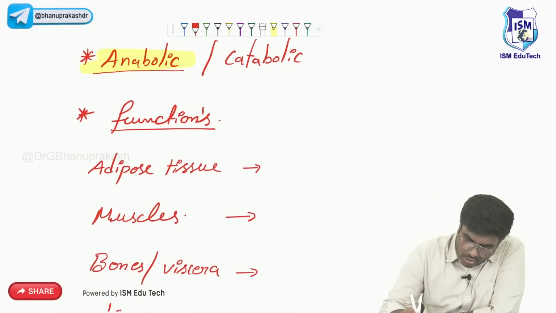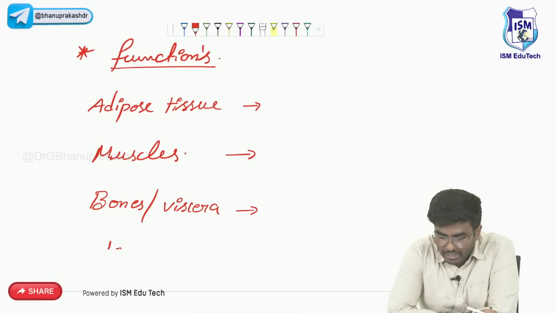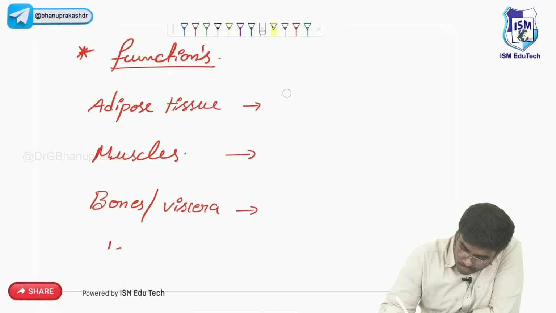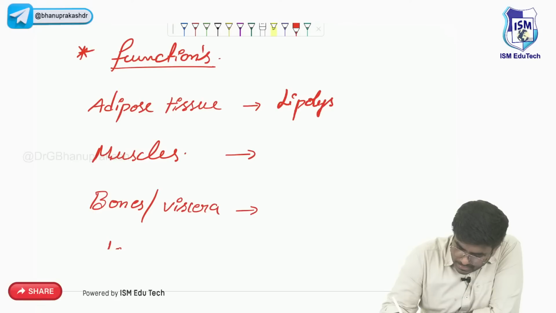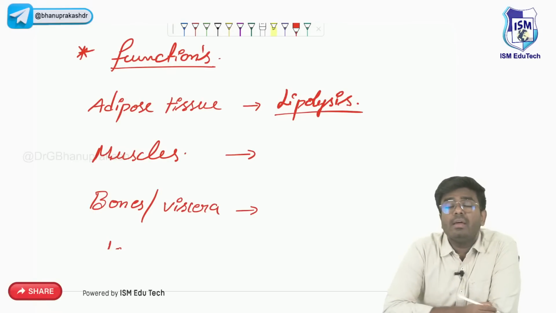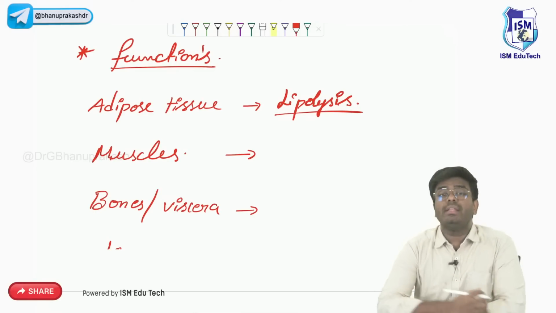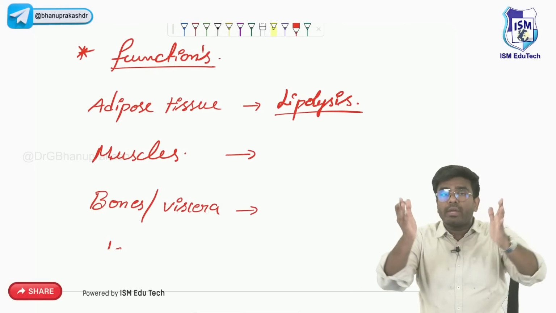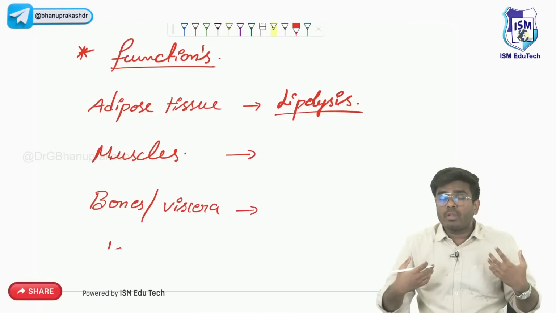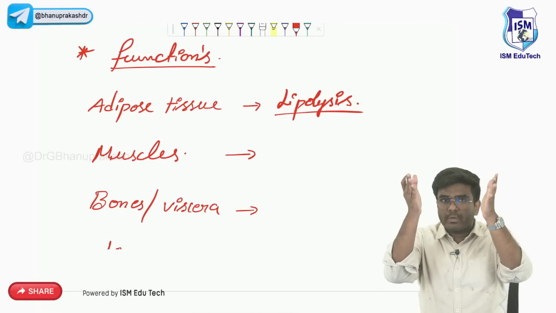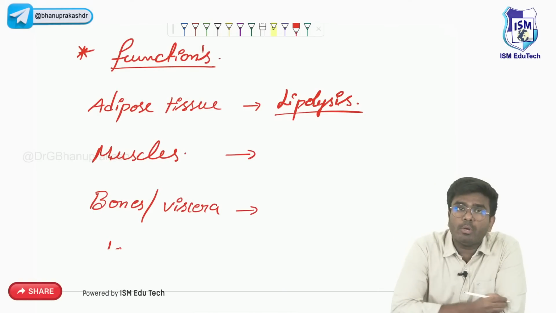Now, what are the functions of growth hormone? On adipose tissue, lipolysis, guys. All the fats in the body are going to be broken down. All the extra fats present in the body will be broken down. If you have a good amount of growth hormone, it will make your body in good shape. So lipolysis. Now, what about the muscles?